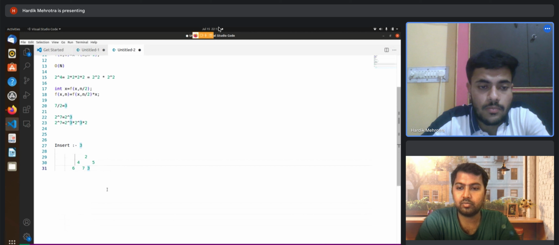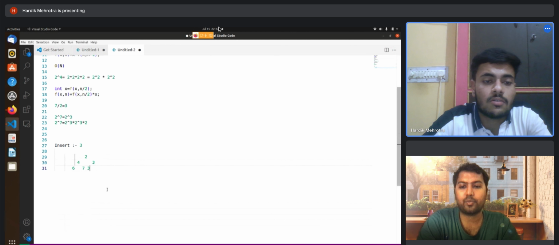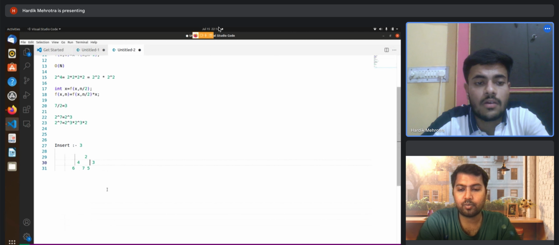Since it is a property that the value higher in the level will be smaller than the values in the lower level, I will swap these two values, 5 with 3. So it will be 3 and now 5. Now I will check its parent, 3's parent, which is 2. Since it is smaller, it is following the property of min heap, so I won't be doing anything.